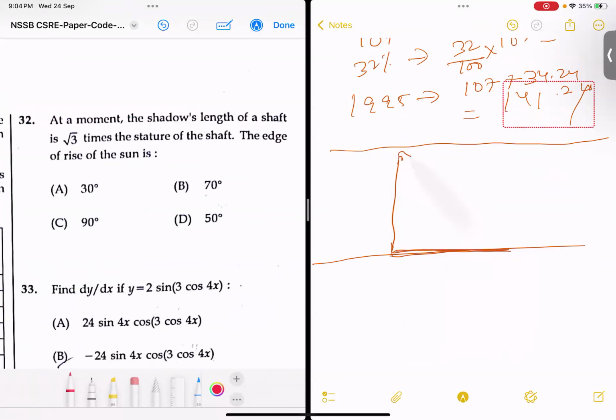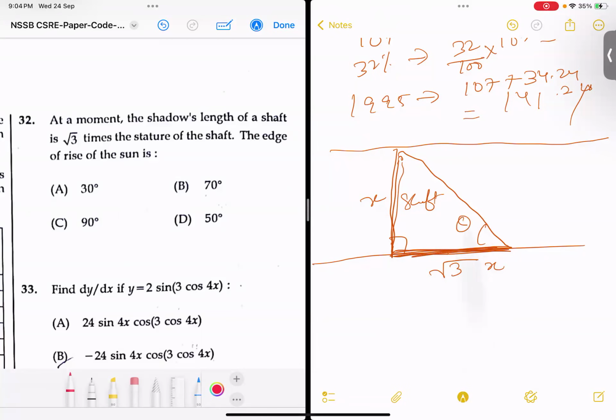So this together will constitute a triangle, right? So this is the shaft. And this is the shadow that is being cast on the ground, right? Now it says here, at the moment, the shadow's length is √3 times the stature of the shaft. So stature of the shaft means height only, right? So suppose it is x. So it will be √3 times the stature, which means √3x.